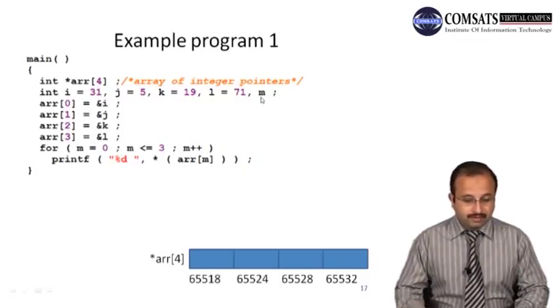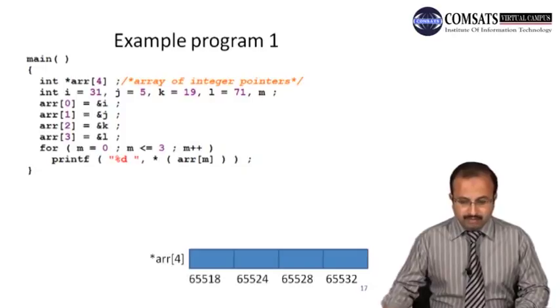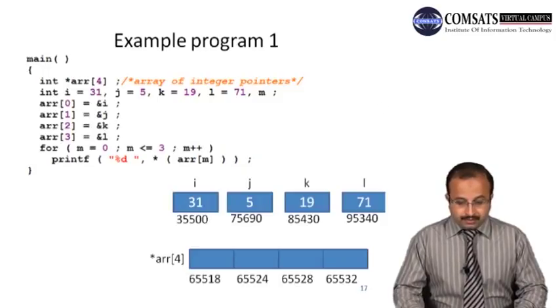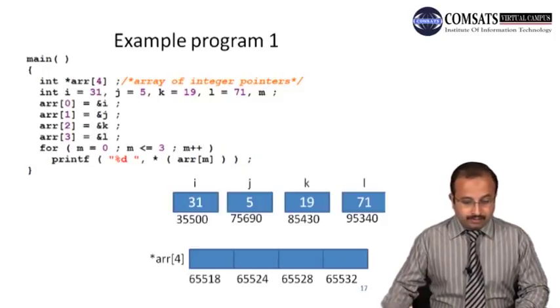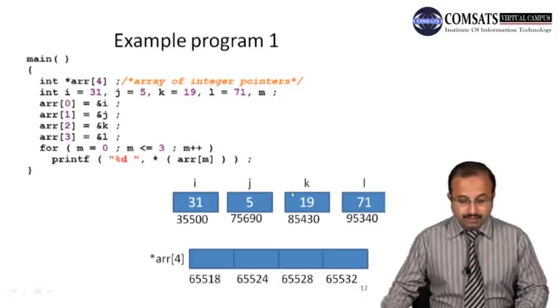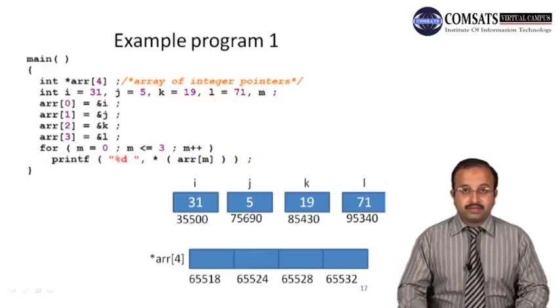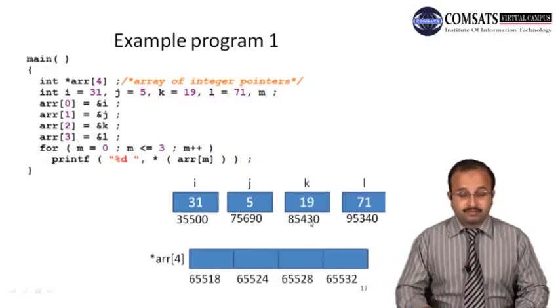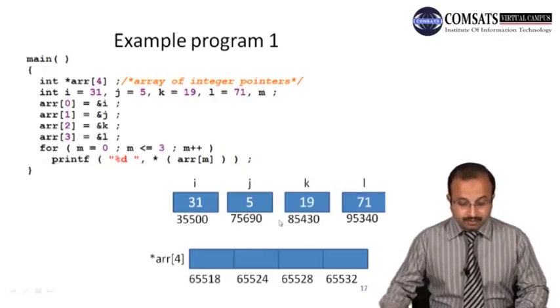In the next statement we are declaring 5 integers. This m is the loop counter and the other 4 are for the array of pointers. So these are the 4 integers. The value of i is 31, the value of j is 5, the value of k is 19, the value of l is 71, and these are the addresses of these variables, the memory associated with these variables. So these are the addresses of the first byte of this memory location.